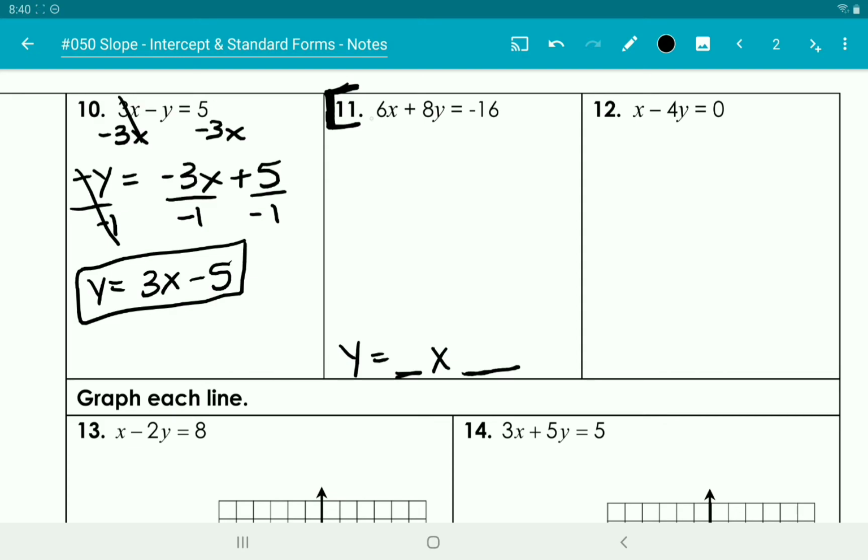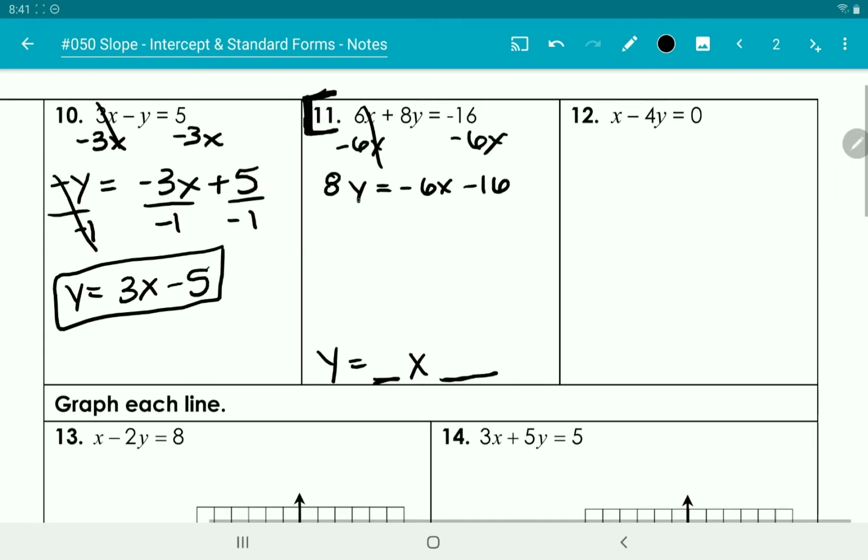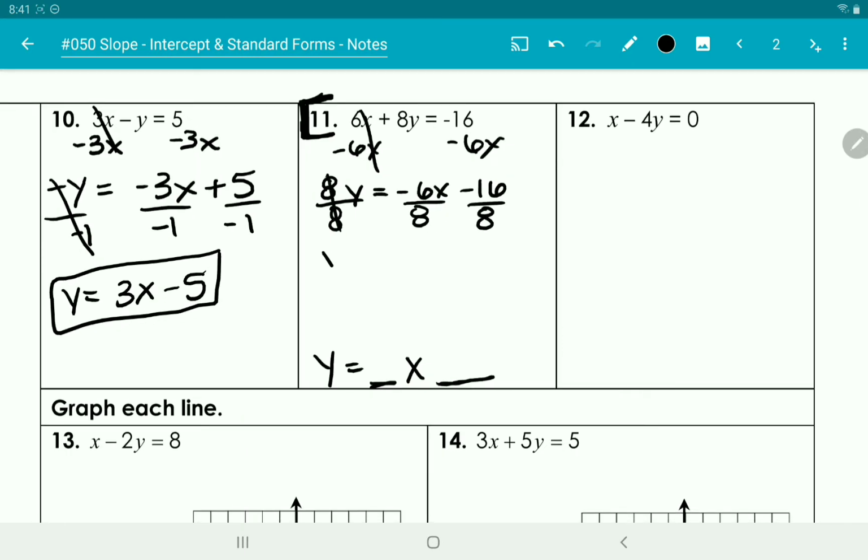Okay, so we're going to start out by subtracting 6x to the other side because we want y on its own. That's going to cancel out, giving us 8y equals, and we're going to keep the x first. Okay, now we're going to divide everything by 8 because it's the coefficient on y.